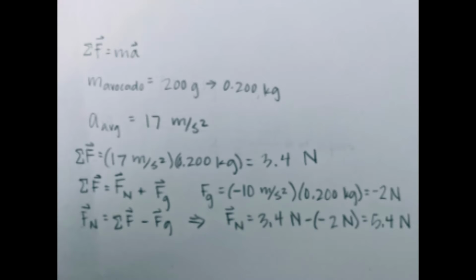In order to do this, we used acceleration, which we had already found to be 17 meters per second squared, and multiplied it by the mass of the avocado, which is 0.2 kilograms. The product of these two equals 3.4 newtons, which is the net force. Seeing the vector sums diagram, we know that the normal force applied by Anna's hand will be given by subtracting the force of gravity on the avocado from this net force. So from this net force, we subtracted -2, which is the force of gravity, and we got our final answer, the normal force, to be 5.4 newtons.